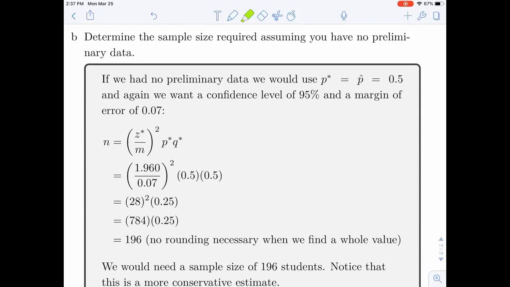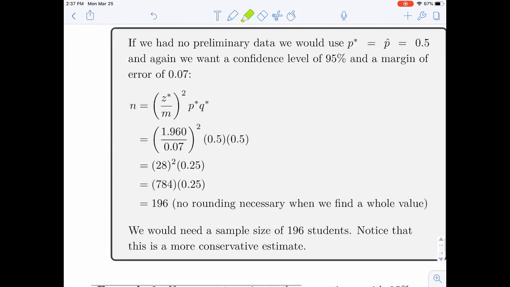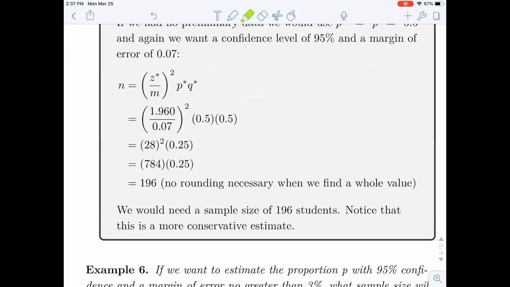So really the difference between knowing something about the population in the first part, where we found a sample size of 186, versus not knowing or pretending not to know anything, 196, is not a big jump, right? And so just to err on the side of caution, I would say, okay, I'm going to use 0.5 and then get a big sample size, but at least I know it's going to be big enough. Any questions before we do our example?